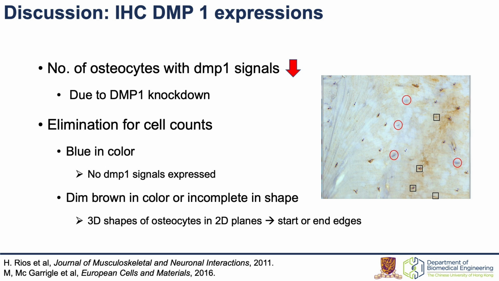For the knockdown group, the number of osteocytes with DMP1 signals was decreased due to DMP1 knockdown. Some cells were excluded from cell counting because of their shape or color. No DMP1 signals were expressed in blue color, and dim brown color or incomplete shape would possibly be due to the 3D shape of osteocytes being visualized in a 2D plane. So, it would be the start or end edges of the osteocytes.